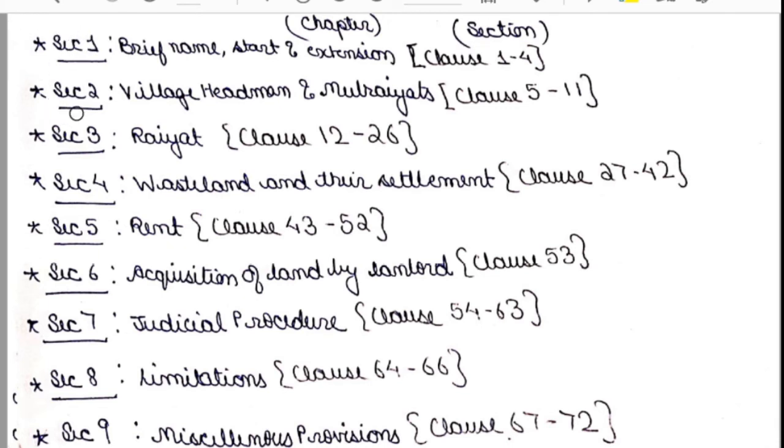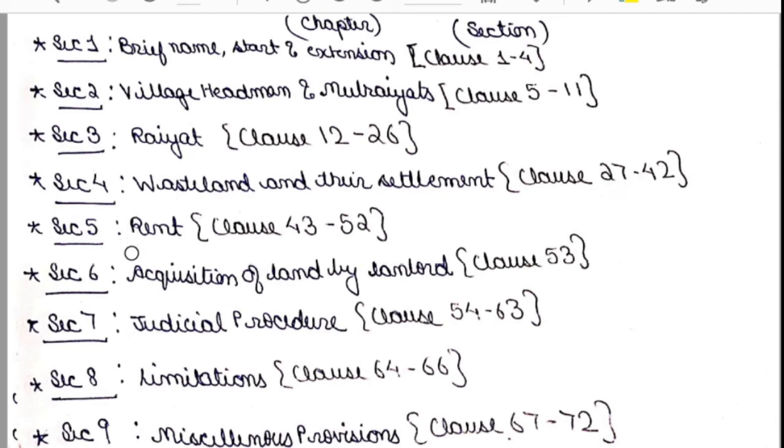Okay, now section 2 constitutes village headmen and mul rayyats, and clauses 5 to 11 come under this section. Section 3 tells us about the rayyats. Clause 12 to clause 26 come under this section. Section 4 explains the wasteland and their settlement. Clauses from 27 to clause number 42 come under section 4.